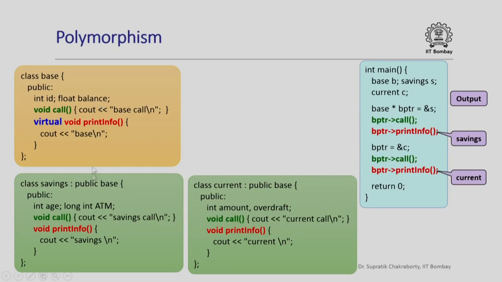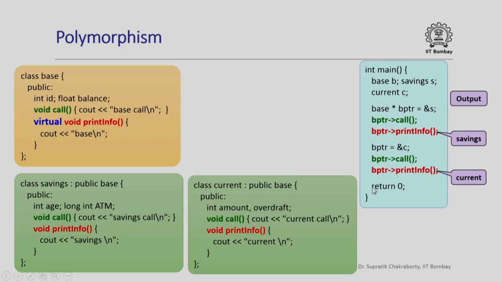Now here we have the same program, but now we have augmented it with another method, another function here in the base class. But note that this method is not a virtual function, it is our usual standard function or method, and it prints out base call followed by a new line. And let us say in the savings class I have redefined it, and in the current class I have redefined it as well. And now here we have the same main program as we saw earlier, except that now I have BPTR arrow call at these two locations.